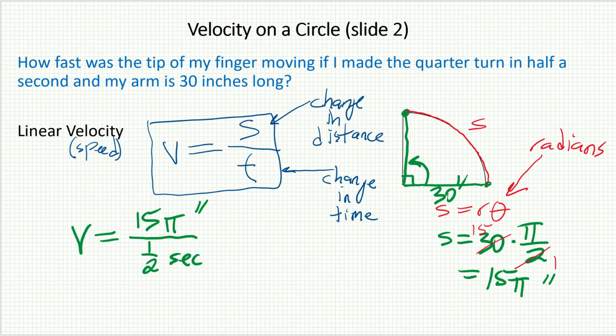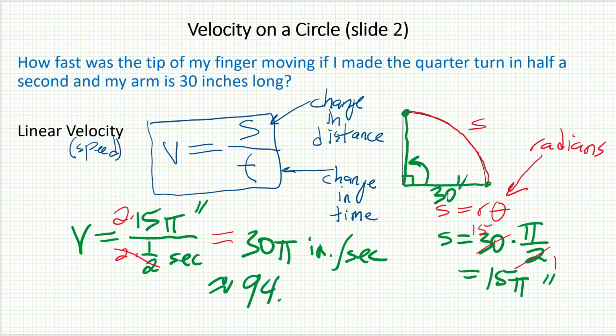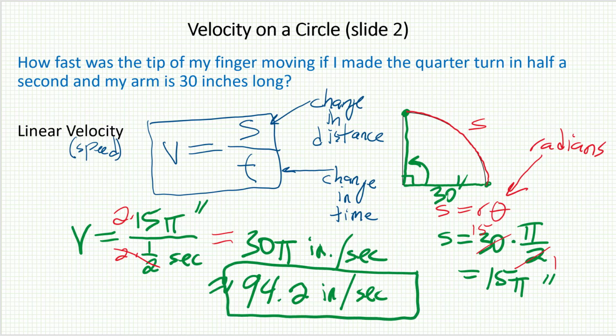I'll multiply top and bottom by 2 to simplify. And what I'm going to end up with here is 30 pi inches per second. Or if I grab my calculator and type in 30 times pi, I get about 94.2 inches per second. That's another way to describe the speed or velocity of my fingertip. It was traveling at 94.2 inches per second.